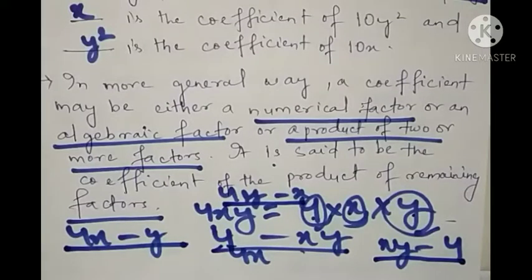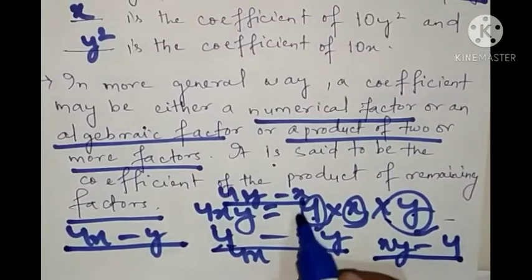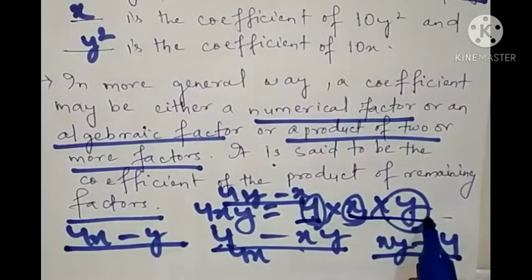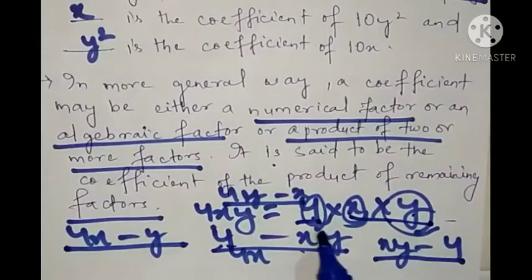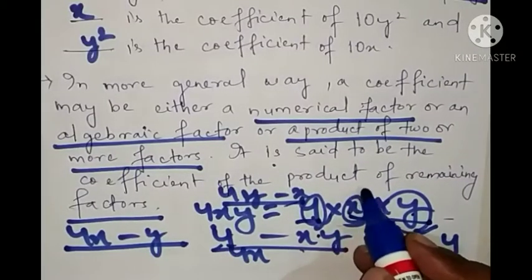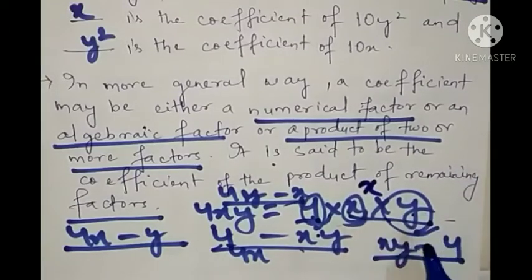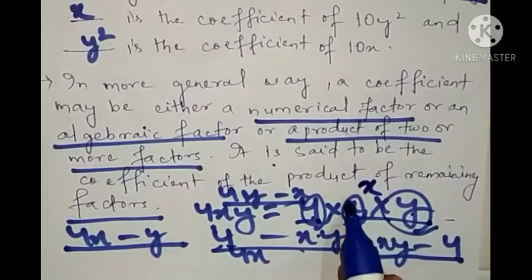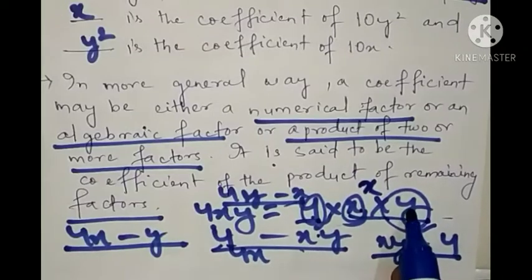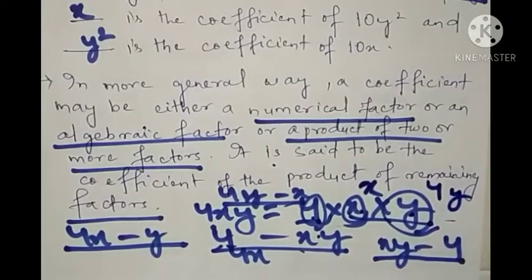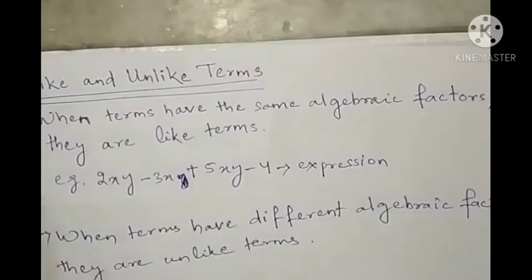Like that you can say the coefficient as a numerical factor or algebraic factor or product of remaining factors. If I want to find out the coefficient of x, how much is it? 4y. Okay, like this we can find out the coefficient: the numerical or algebraic or product of remaining factors.